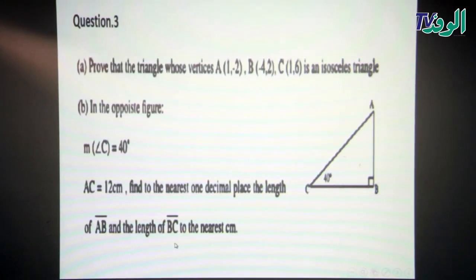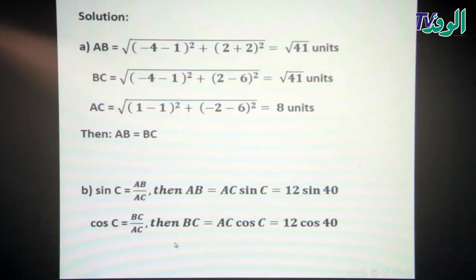The second request, BC to the nearest centimeter, we can say that cosine of C equals adjacent BC over AC, then BC equals AC times cosine C, which is 12 times cosine 40, using your calculator to find the answer to the nearest one. شوية وهنرجع نكمل بقية الأسئلة بتاعت الفاينل revision of geometry.